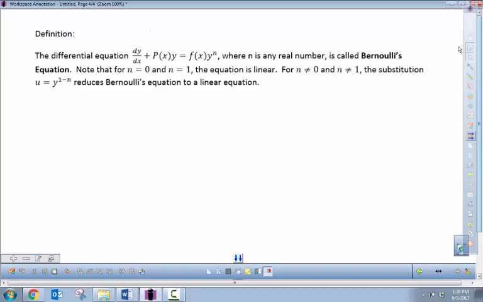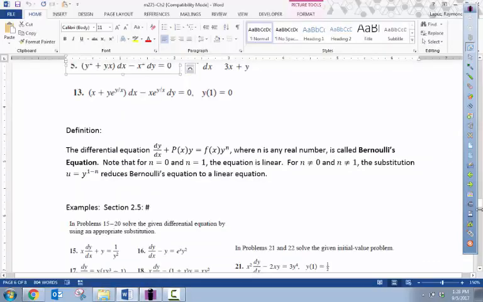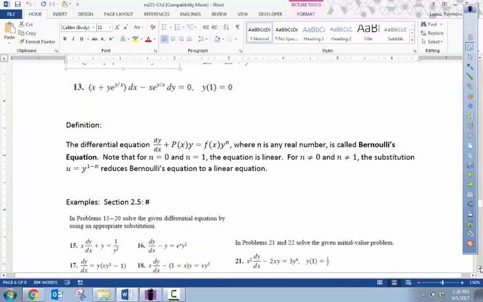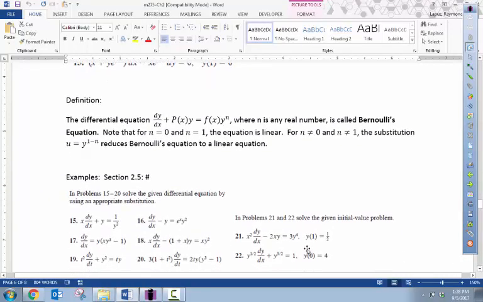Okay, let's try a problem. Let's go for the easy one again. We should try one with an initial value, so that would be like 21 or 22. Let's try 21.